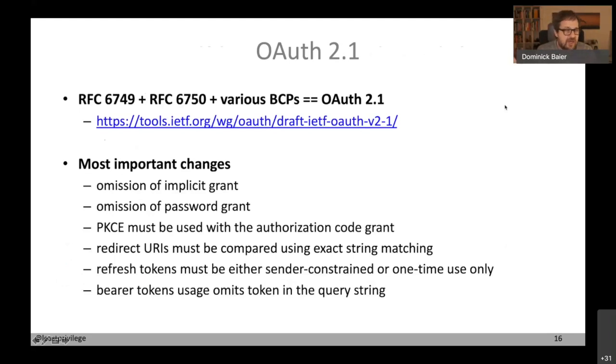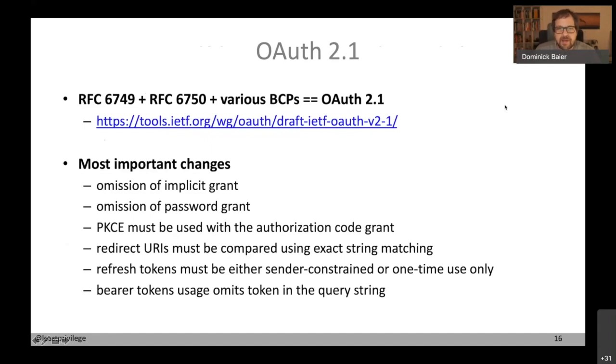And just to summarize the changes, no more implicit flow, no more password flow. PKCE must be used for authorization code flow. Redirect URIs must be compared using exact matching. Refresh tokens must be either sender constrained with a client secret or rotated on every usage. And tokens must not be sent anymore in query strings. Okay, so that's basically the 6 important things they did in OAuth 2.1. So that's the link to the spec. It's not done yet, but we expect this to land this year.